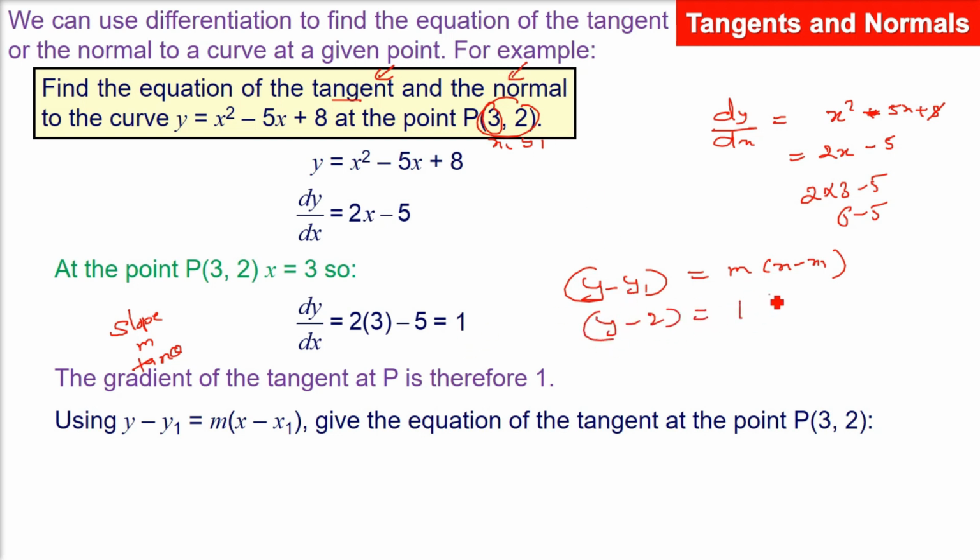m we have found out as 1. y minus 2 equals 1 into (x minus 3). 3 and 2 are the point. This gives y equals x minus 1, which is the equation of the tangent.